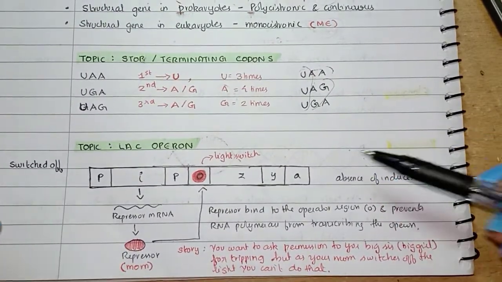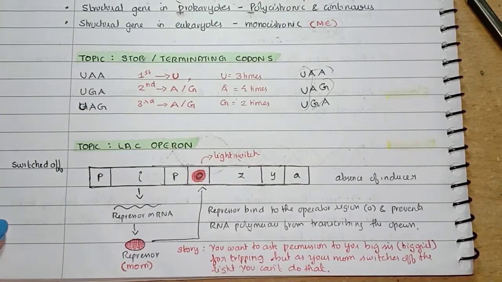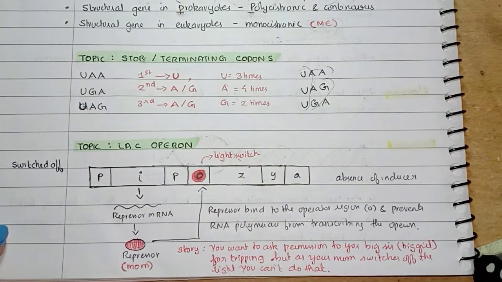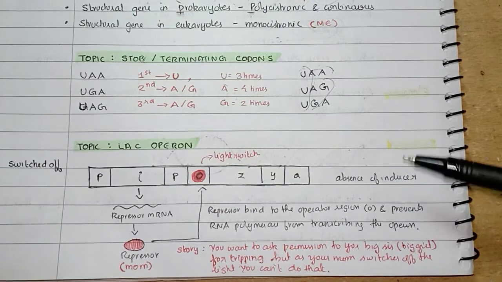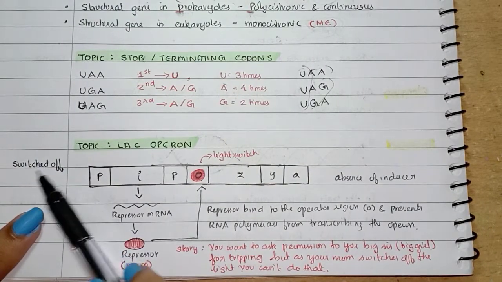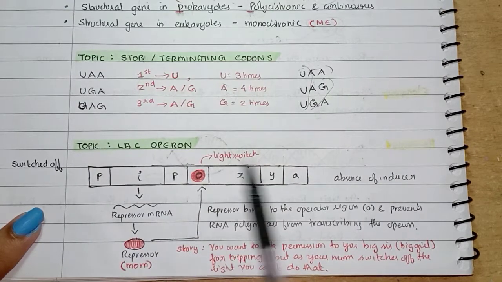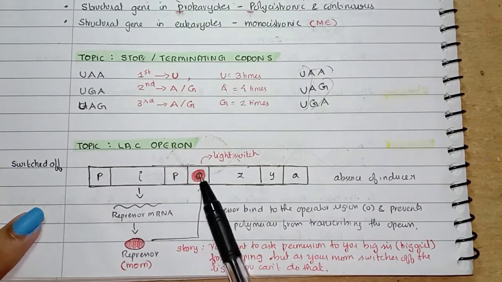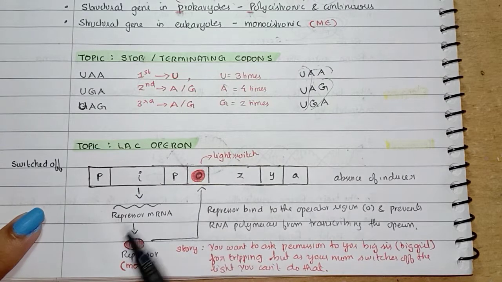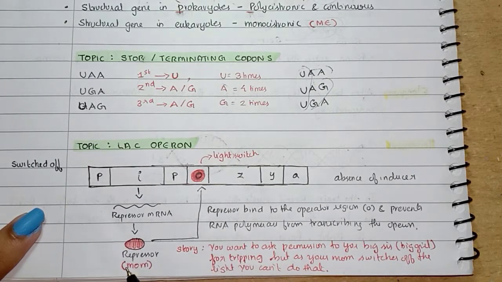Next is lac operon. So for lac operon, we are going to learn another story. This will be a story which happens in every household. So first we will be looking at the switched off condition. Imagine this as your room. Okay, this is your room and this is your light switch, and this is your mom. Your mom is the repressor here.